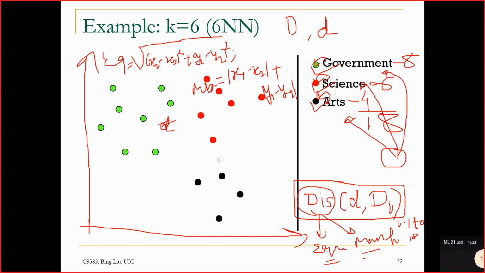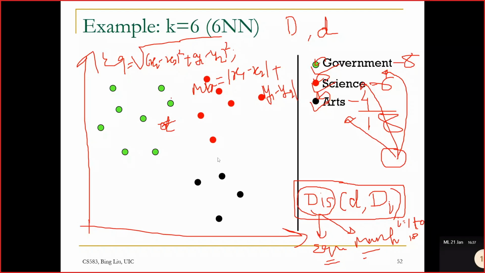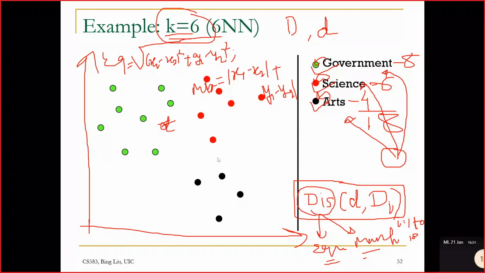Okay. So let us see now the second step. Choose the k examples in D that are nearest to D and denote the set P, which belongs to D. What does it mean? So here K comes into the picture. K is one of the hyperparameters, which is user defined. That is given in your exam. So what is the value of K? In this case, K is equal to 6 has been considered. You can see over here, right?